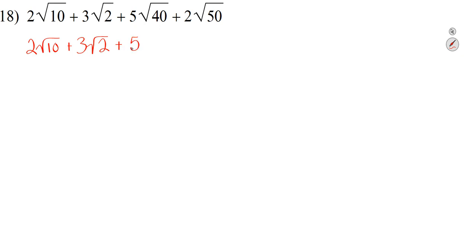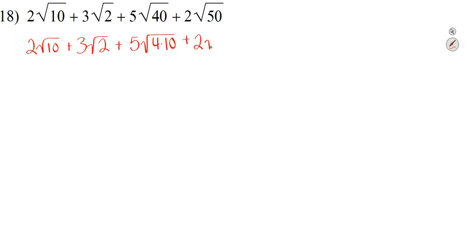Okay, 5 square root of 40. We can do something with that. I think 8 times 5 is 40. But that doesn't help us. What does help us? 4? Oh, cool. 4 and 10. 4 times 10. So the reason 8 times 5 doesn't help us is 8 is not a perfect square, and neither is 5. But 4 is a perfect square.